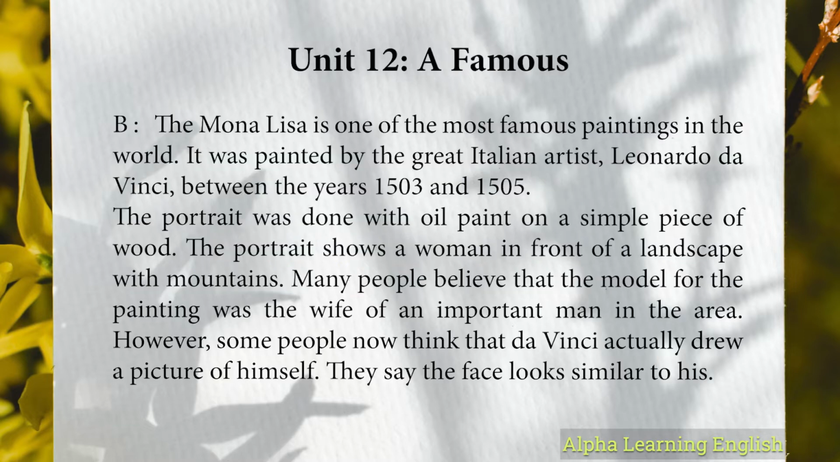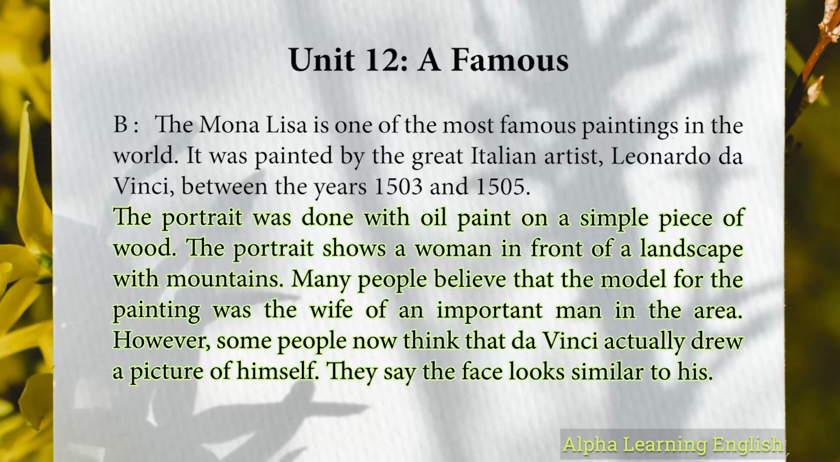Unit 12. A Famous Portrait. The Mona Lisa is one of the most famous paintings in the world. It was painted by the great Italian artist Leonardo da Vinci between the years 1503 and 1505. The portrait was done with oil paint on a simple piece of wood. The portrait shows a woman in front of a landscape with mountains. Many people believe that the model for the painting was the wife of an important man in the area.